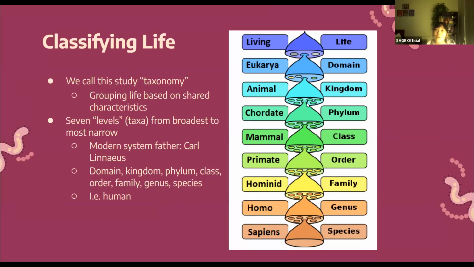So even though we are different from rats, we're both considered mammals, and mammals are a part of class Mammalia. So this distinction between us and rats, but also this mutual mammal characteristic, is a result of classifying life. So how we classify life is determined within this study called taxonomy. And taxonomy is based on grouping life together based on their shared characteristics.